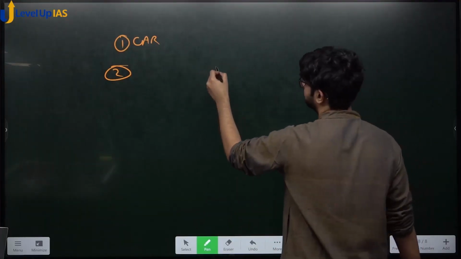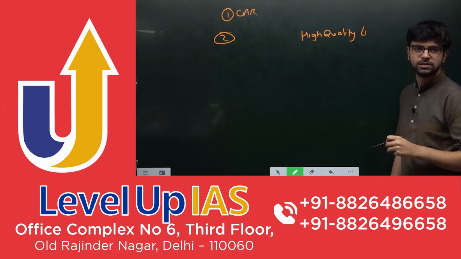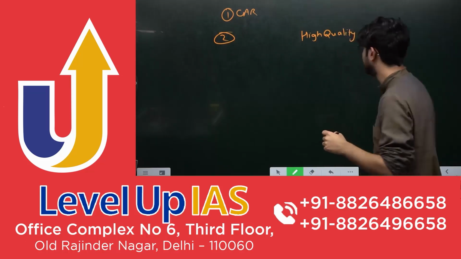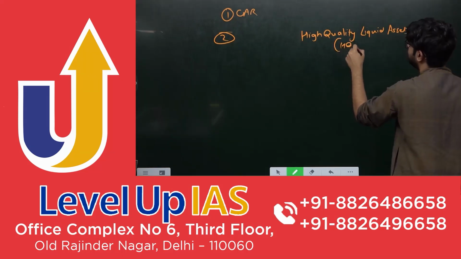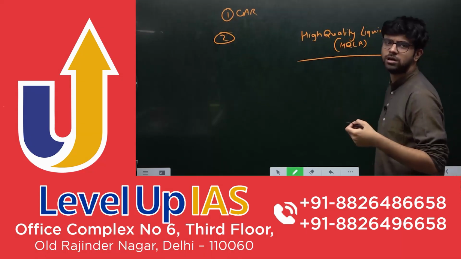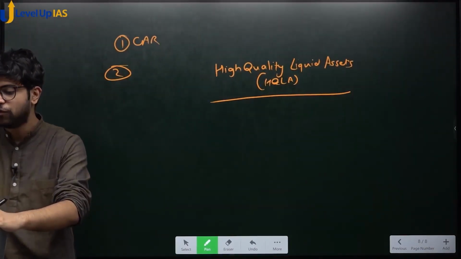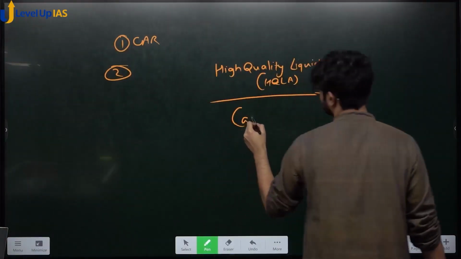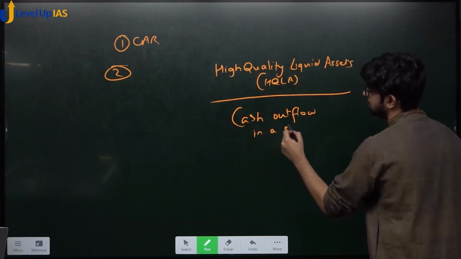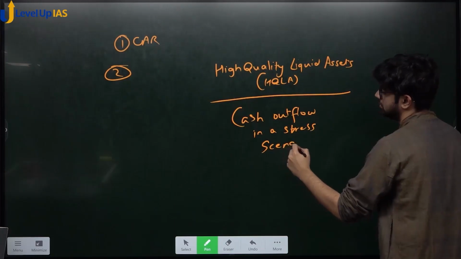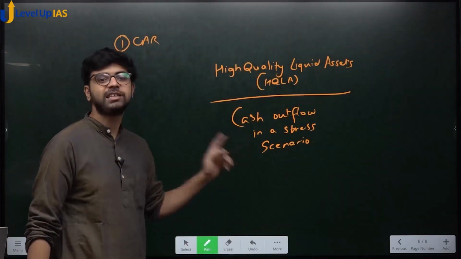So see this formula. High quality liquid assets. What are liquid assets? Those which are readily convertible into money. High quality liquid assets, HQLA, upon what? If you are measuring liquid assets as a percentage of, what would it be? Cash outflow, how much is the expense? Cash outflow in a stress scenario. Did you understand this? High quality liquid assets upon cash outflow in a stress scenario.